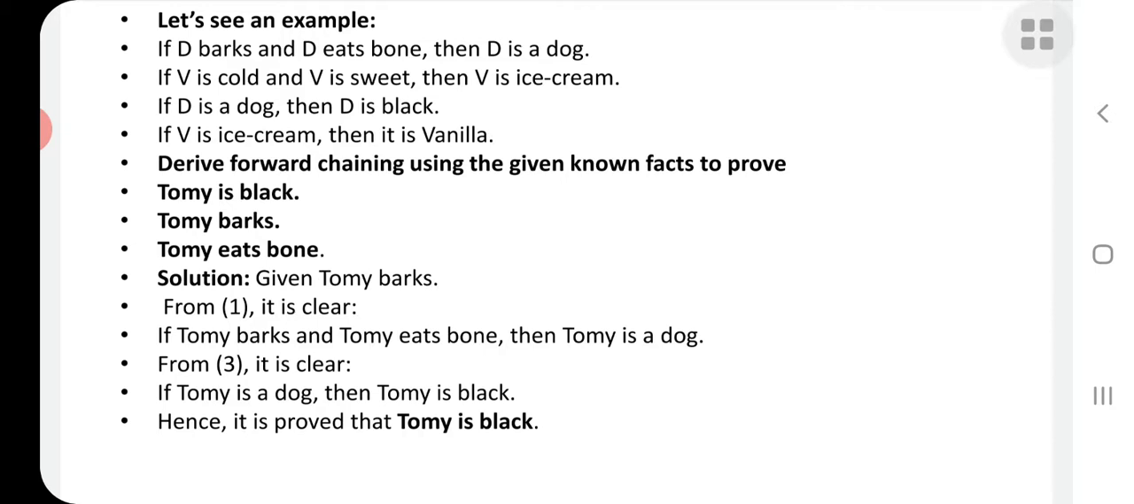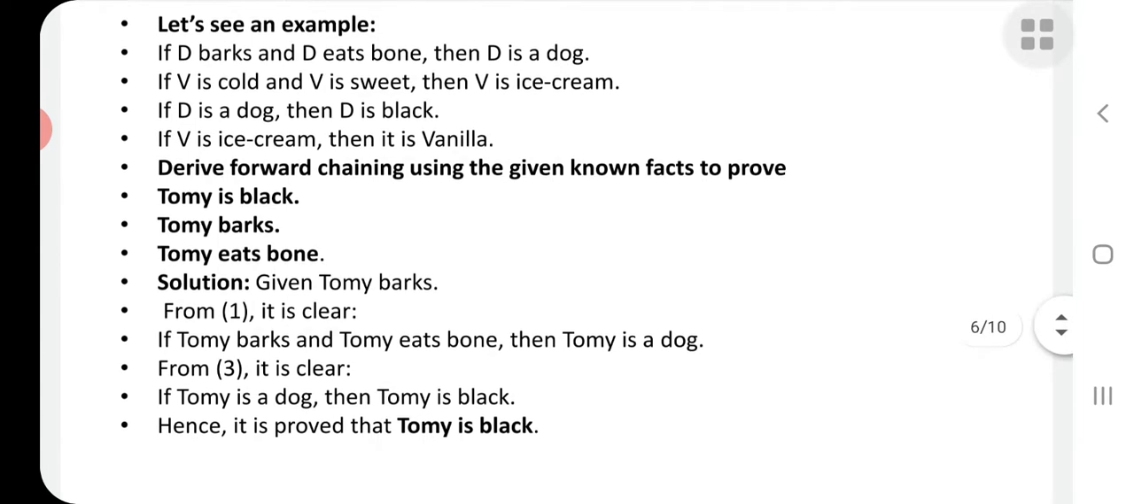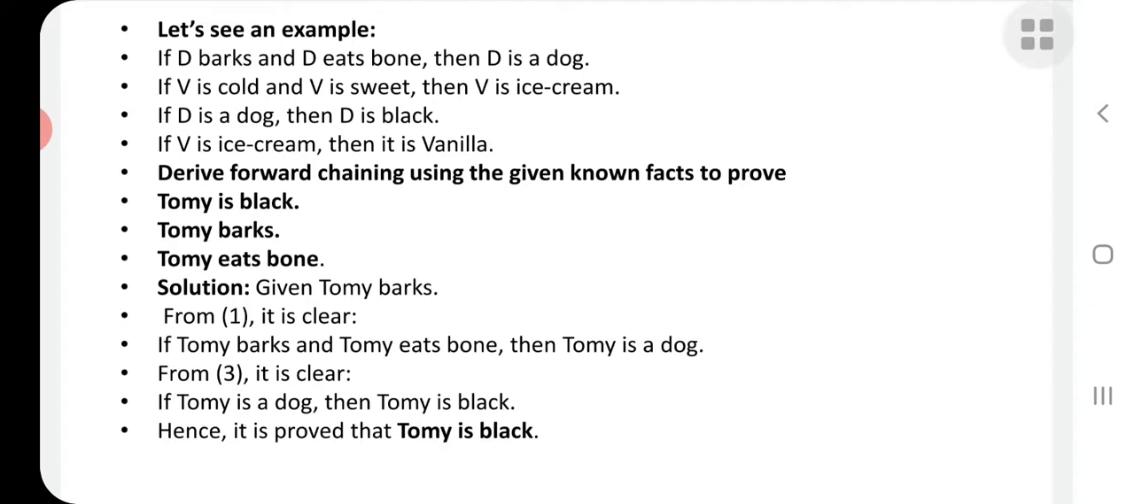What is the third statement? Third is saying if D is a dog, then D is black. Replace D with Tommy: if Tommy is a dog, then Tommy is black. So Tommy is black, clear. Tommy eats bone, clear. Now the second, Tommy barks, this conclusion is remaining. Hence it is proved that Tommy is black. If Tommy is a dog, that means Tommy is black.